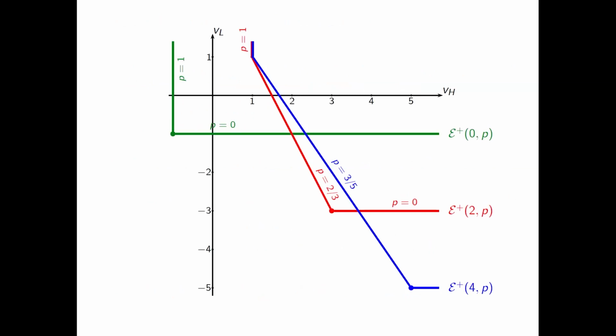Whenever a state has probability 0, I draw a vertical line or a horizontal line, and this is what happens here. Okay, so now this is the augmented payoff correspondence, and I'm almost ready to state the characterization.